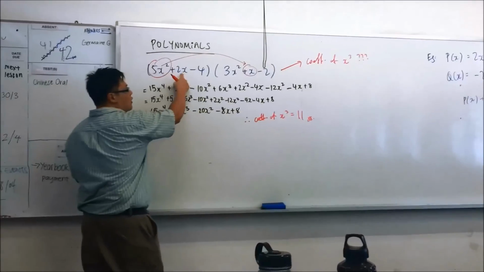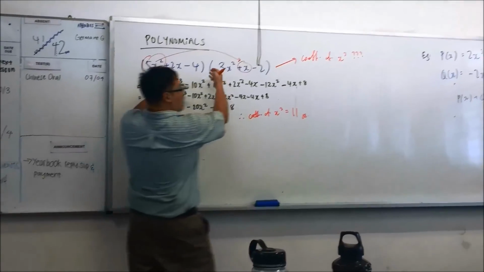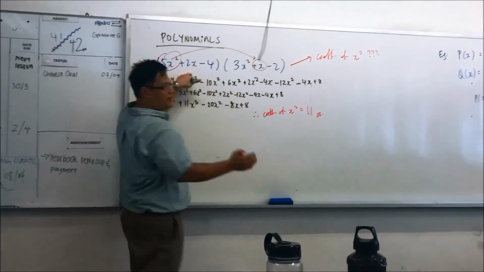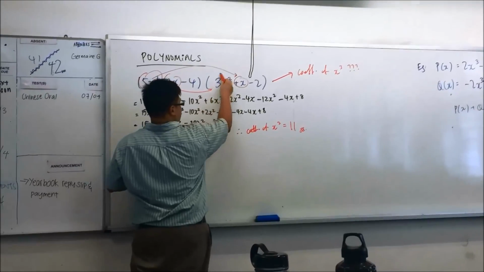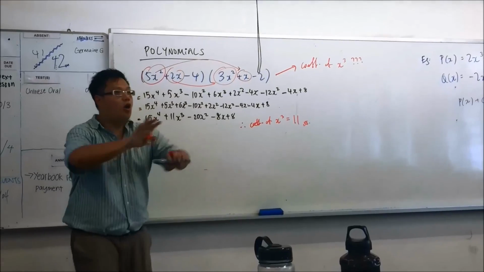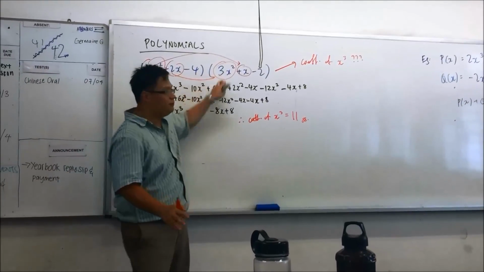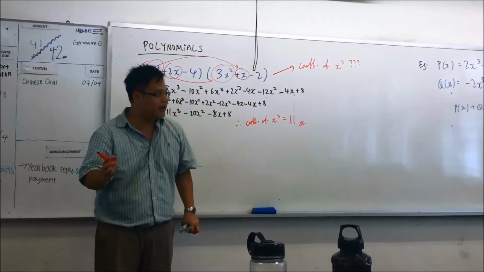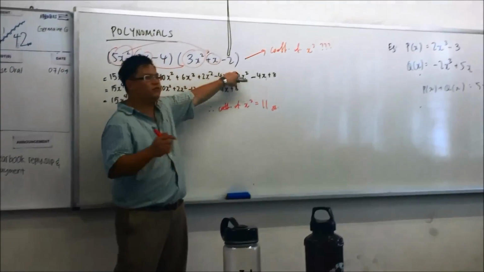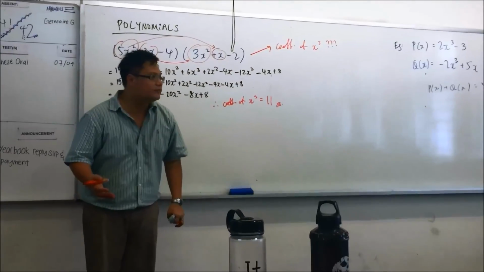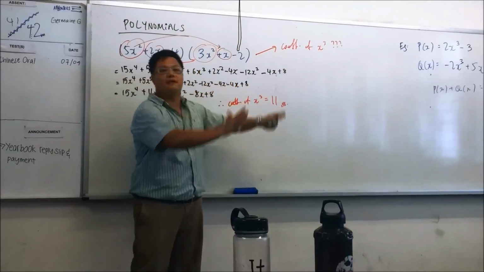Let's take a look at the next one, 2x. 2x times what over here will give you an x cubed term? Only, very good, 2x times 3x squared. Only these two, when you multiply together, will give you an x cubed term. Am I right? Let's look at the last one, the constant term. Constant term times anything, will it ever result in an x cubed term? No. So you can drop it, ignore it.